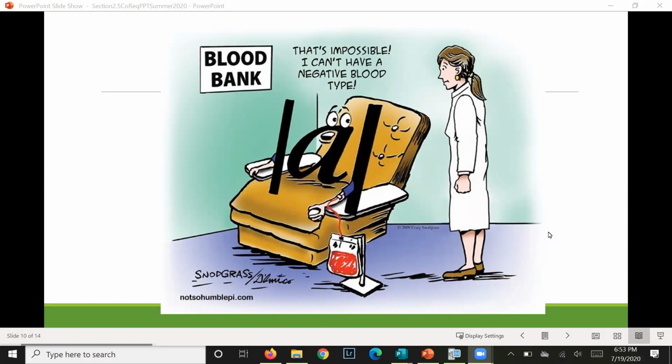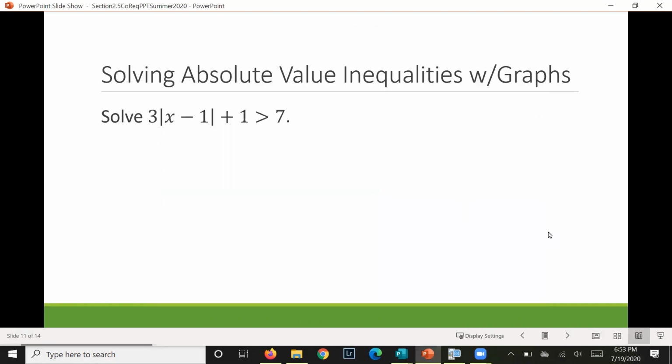Just a couple more things to go over in regards to absolute value functions. Okay. So now we're going to talk about solving absolute value inequalities using graphs. And actually, we're going to look at two different techniques for solving these. We're going to look at first using a graph, and then a more algebraic technique.